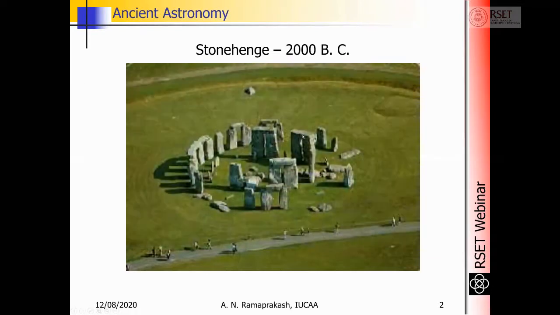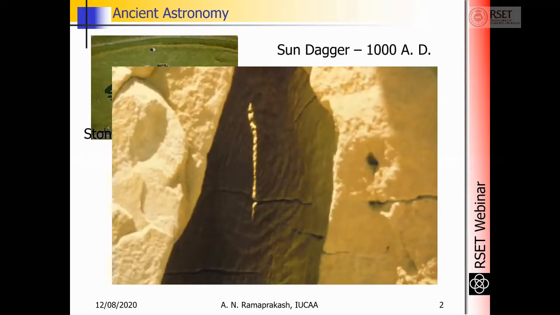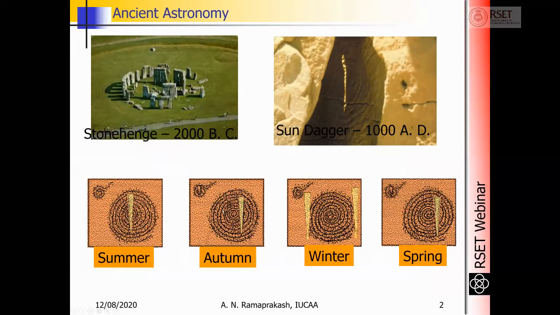Now, this is not a unique example. There are many examples. For example, here is what is called a sun dagger. The interesting thing is you see this spiral pattern carved out of rock here, and sunlight creating a dagger-shaped shadow on that spiral structure. And as seasons change, this dagger's position on the spiral structure keeps moving. And that's the mark of the change of seasons.